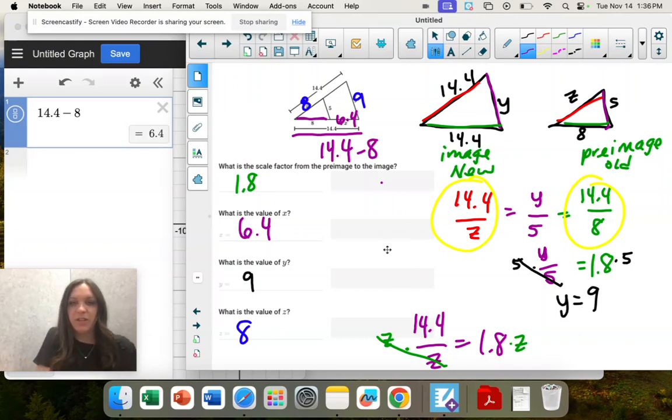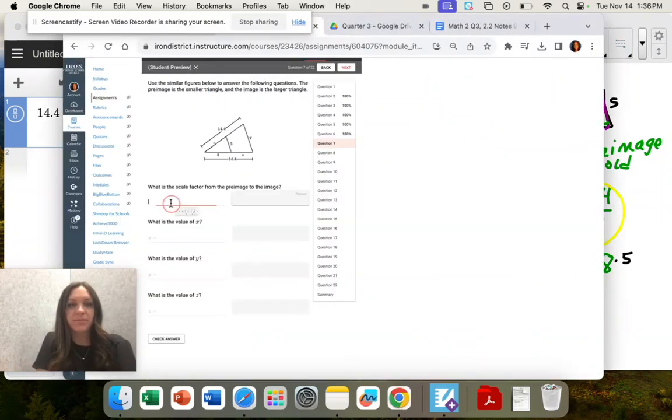Okay, now we type everything in. So 1.8, 6.4, I forgot, 9, 8. I was going to say 8, 9. Good thing I checked.